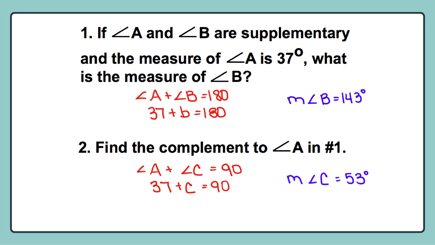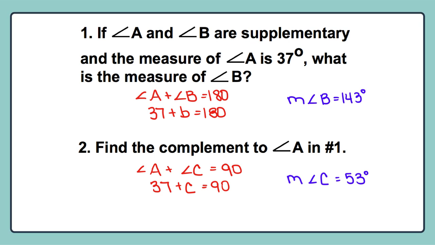I'm confused. So is the complement to A, if the complement to A is 53, because if A is 37, 90 minus 37 is 53. That way, a 37-degree angle plus a 53-degree angle equals 90 degrees. Oh, I get it now.